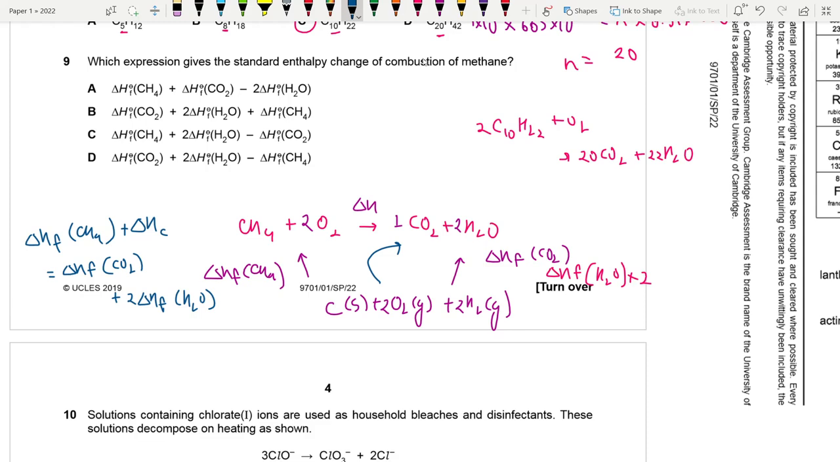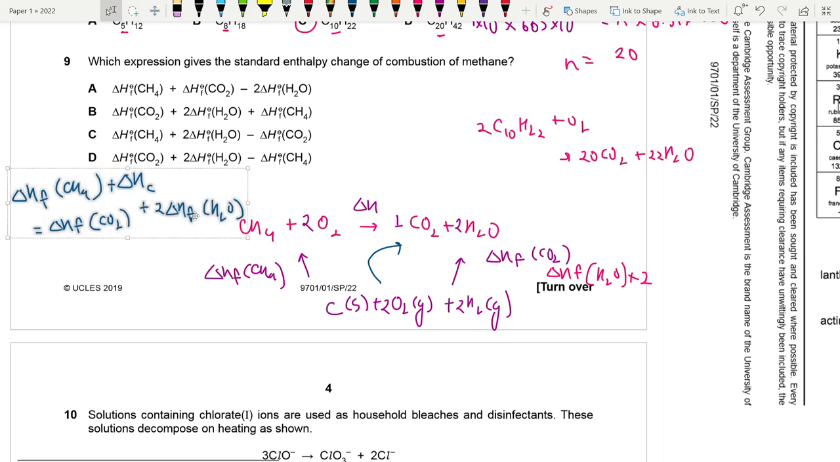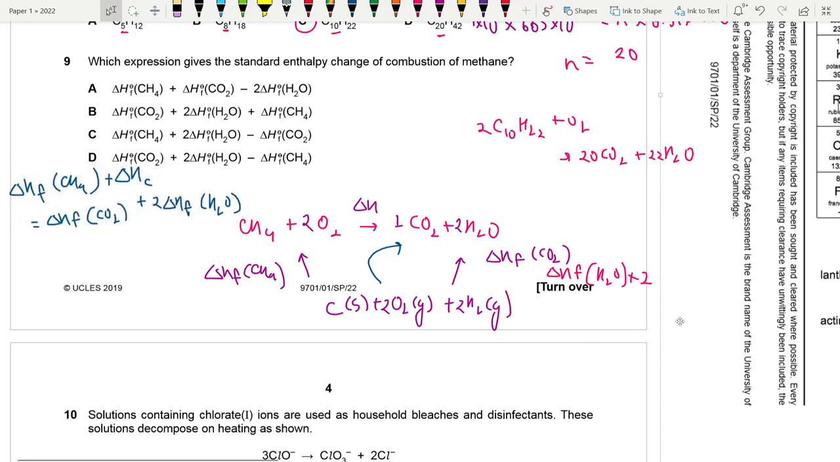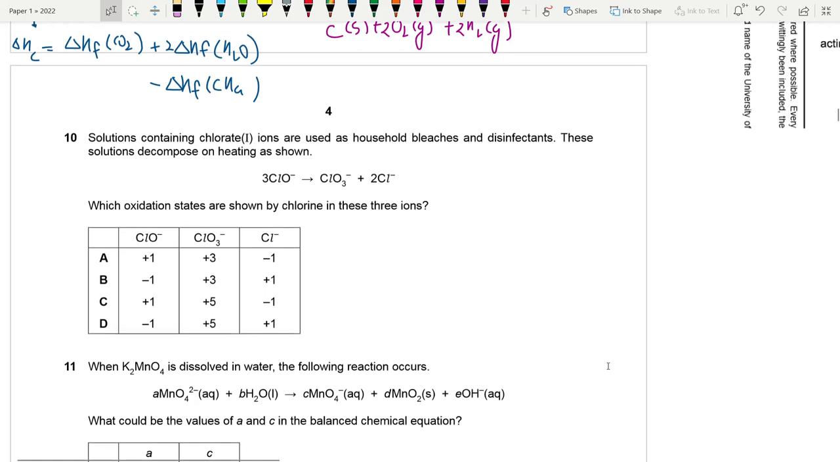So if you make ΔHc the subject over here, this is a bit messy, right? Wait, let me try to fix things. Okay, so if you make ΔHc the subject, we're going to end up with formation of carbon dioxide plus 2 times the formation of water and minus the ΔHf of methane. So that's what we're looking for. Let's see if we can find this. And logically, 9 should be D according to our findings. Carbon dioxide plus 2 times water minus formation of methane. Hopefully I could clarify.